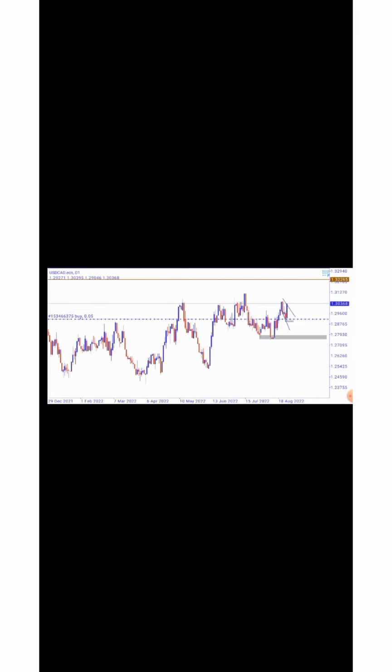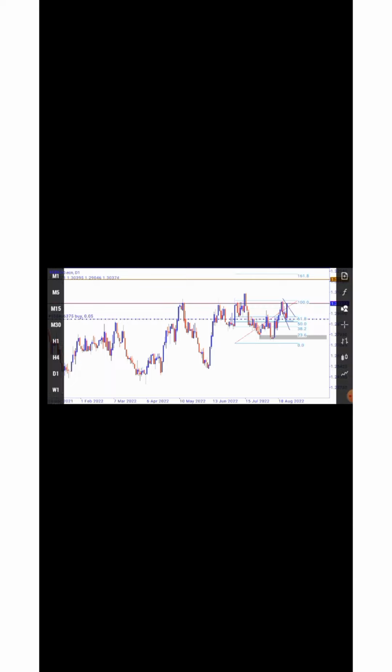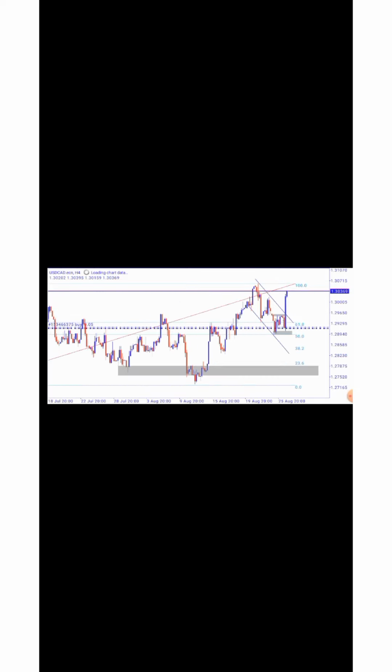As you can see, since price is trending here, I use my Fibonacci tools to know what is actually happening. So using my Fibonacci tools, I then went to my H4 time frame, and I see that price is currently resting on one of my important levels, that is 50.0. Price was resting on my 50.0 level. So I knew that there is a high chance that this will go all the way up.